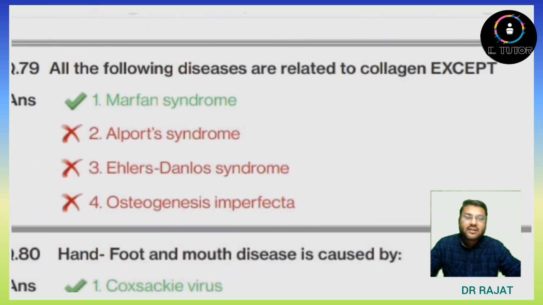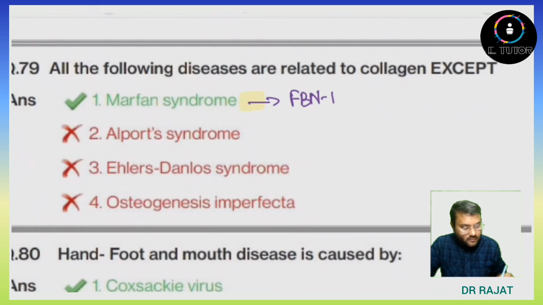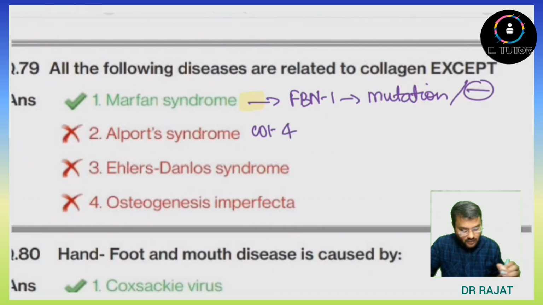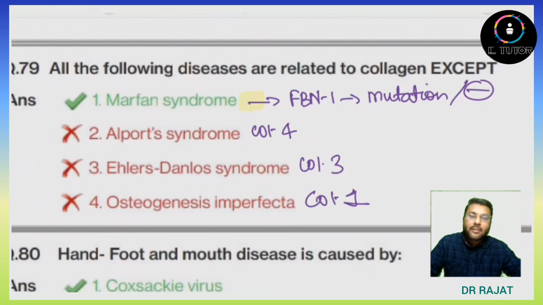All the following diseases are related to collagen except. So if we talk about Marfan disease, then it occurs due to mutation or absence of the fibrillin 1 gene. Alport's disease occurs due to collagen 4. Ehlers-Danlos syndrome occurs due to a problem in collagen 3. And osteogenesis imperfecta occurs due to collagen 1. So among the following options, Marfan syndrome is the correct answer.